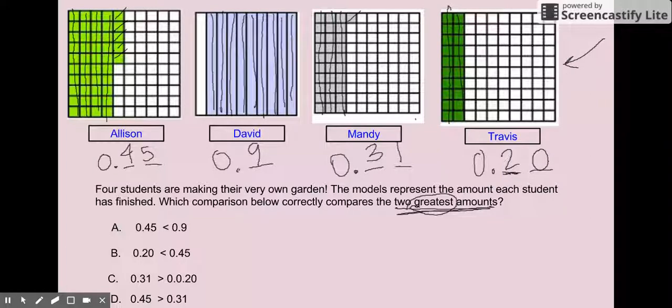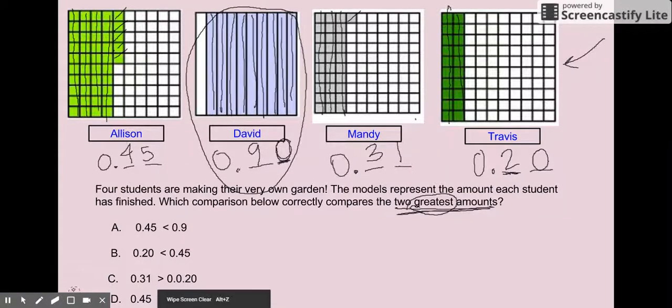Okay, if we're looking for the two greatest amounts, I need to be able to easily compare these numbers. And you know what I don't like, guys? I do not enjoy that this 9 is in the tenths place and everything else is in the hundredths place. If you remember what I taught you, if it's not in the hundredths place, you can add an extra 0 and then it'll show you 9 tenths is actually the same thing as 90 hundredths. Pretty cool. And now they're all in the hundredths place.